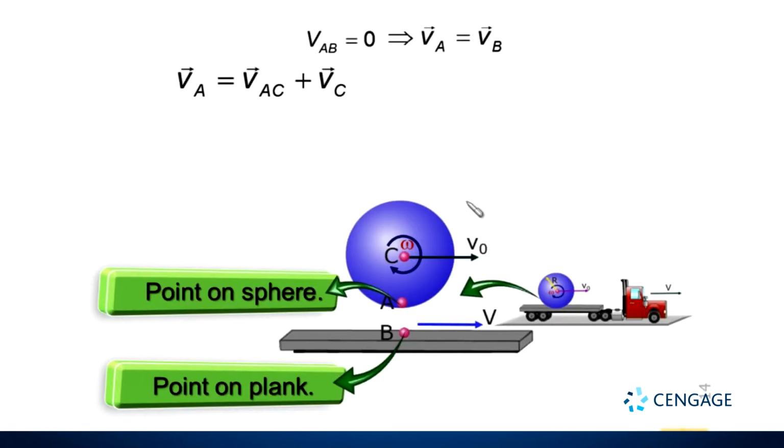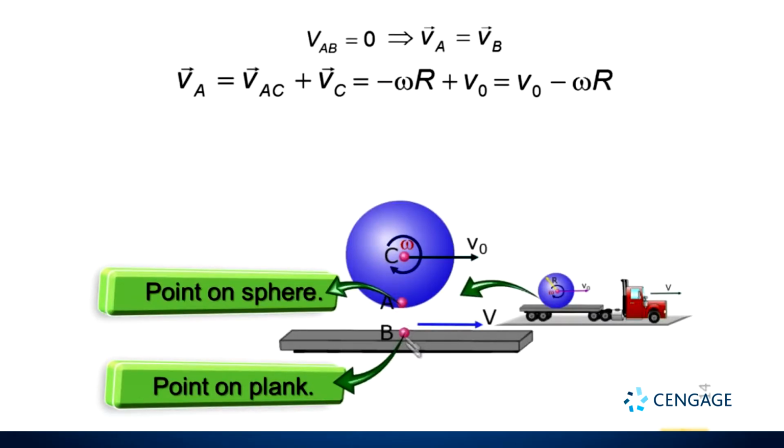It is in the rightward direction, so it should be with the positive sign. So here we can write this velocity VAC equal to minus omega r, and this is V naught. Correct? Now we can rearrange this equation. We can write here V naught minus omega r.